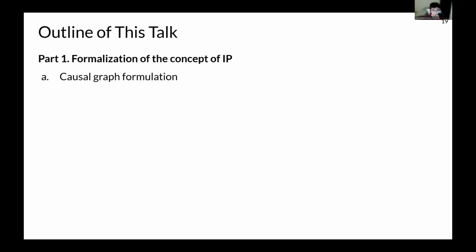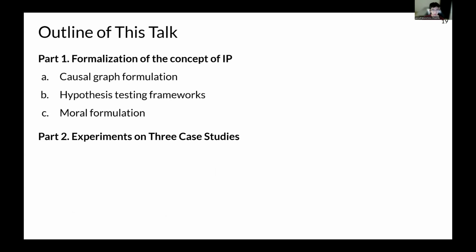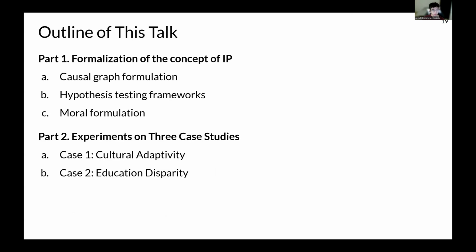So our presentation is structured into three parts. First, we will introduce a formalization of the concept of IP, including causal graph formulation, as mentioned before, and hypothesis testing frameworks. Then we will dive into experiments on three case studies. And finally, we will discuss further suggestions for addressing IP in models.